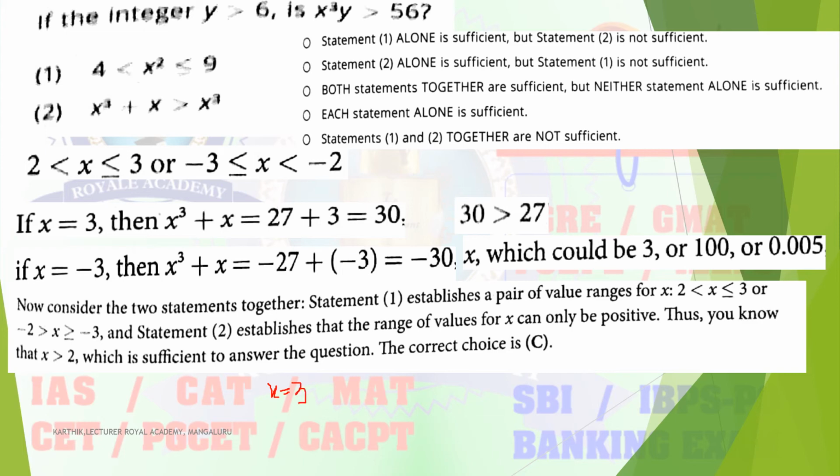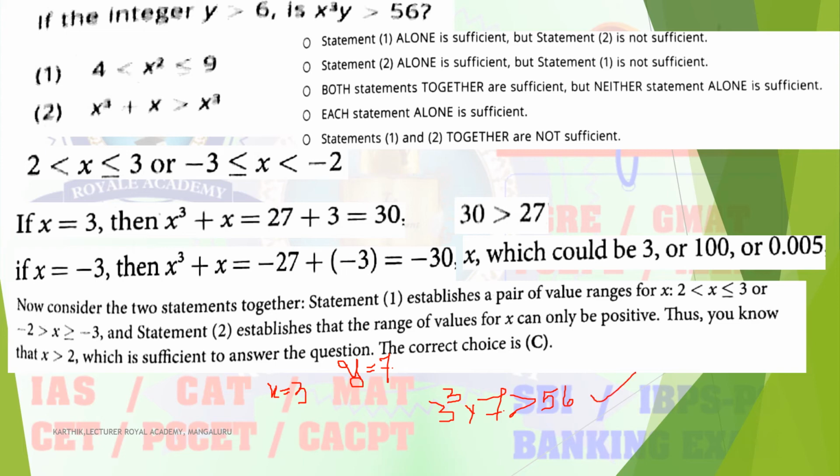Okay, then choose any value of y. y should be greater than 6. So I will choose y is equal to 7. Next, based on the condition, 3 cube is how much? 27 into 7 is greater than 56. So you can tell whether it is yes or no.